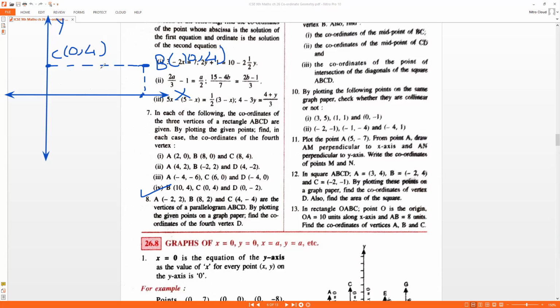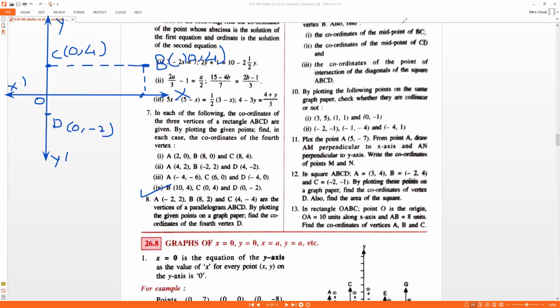Same point, 0, 4. Sir, A comes 10, -2. Okay, we'll check. Yes. So D is 0, -2. Where will D lie? 0, -2, on the y-axis, on the y dash, negative, correct? So this is D, 0 comma minus 2, right? Now obviously A will lie somewhere here, right? 10 comma minus 2. Correct.